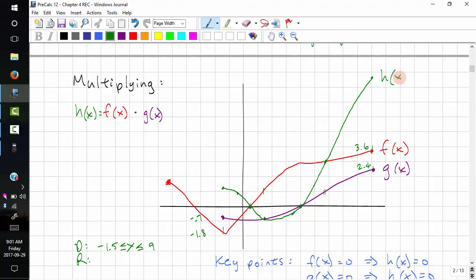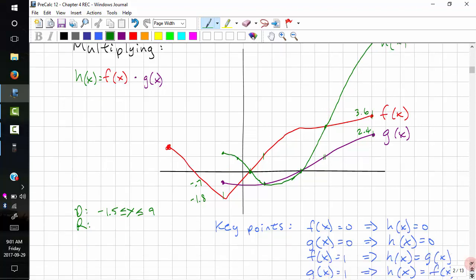And h of x, so we have our minimum looks like it's around -1. And 8.6. And that's all we have to do for multiply.